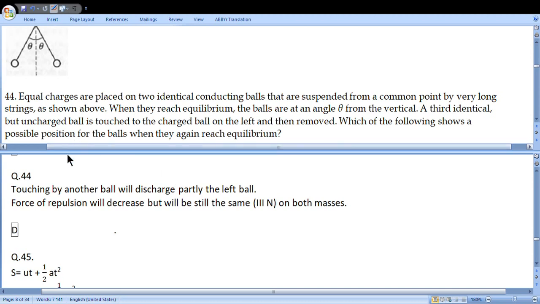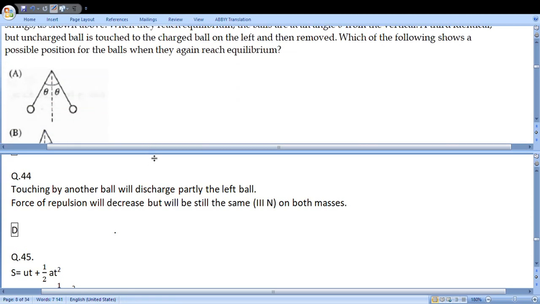Touching by another ball will partly discharge the left ball. Part of the charge of this ball it will lose. The force of repulsion will decrease because it depends on both charges. But according to Newton's third law, the forces will still be the same. Less force of repulsion, but the forces will be the same. So as a result, the angle will be smaller, but the angles will be the same.